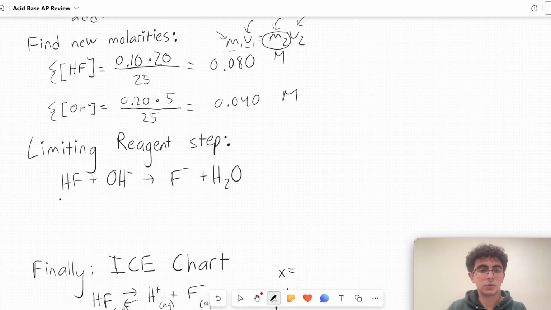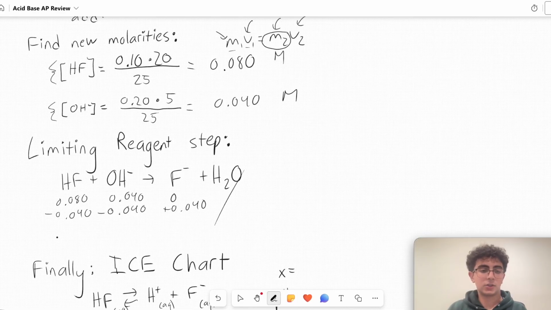Forward arrow. So we have 0.080 molar of this, and we have 0.040 molar of this. We have 0 of this. We don't care about the water. Which one's going to get used up first? The OH minus will get used up first. There's less of it, so we're going to use all of it. And we're going to use it here, this side as well, and then add it to our product.